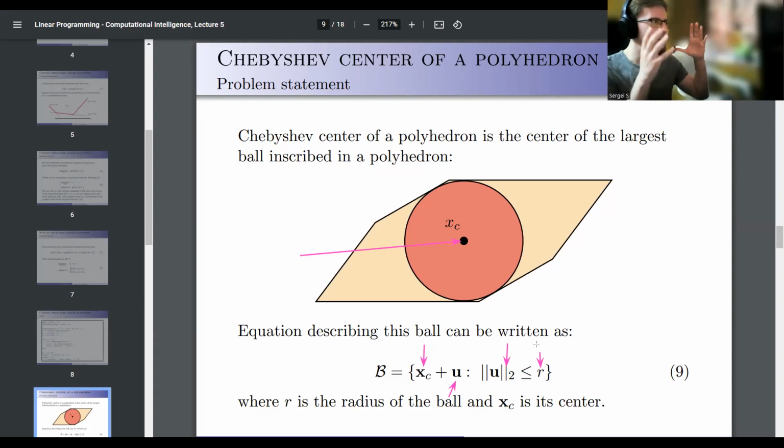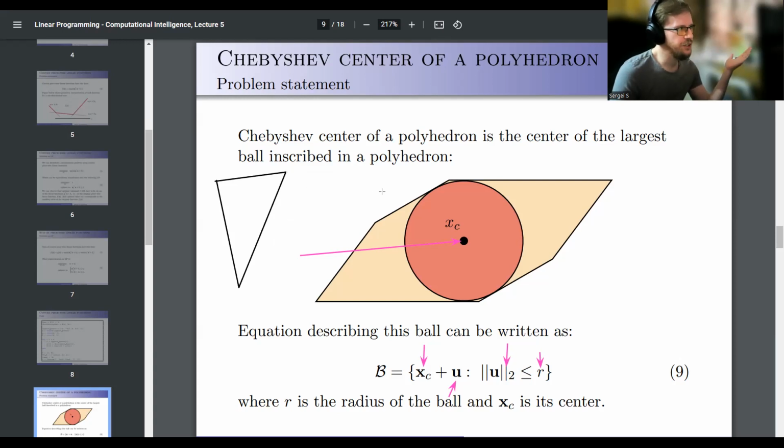So it can be like a 3-dimensional ball, 4-dimensional ball, anything. So the question is, how do I find the center of such a polyhedron? You can imagine this is not trivial when you just look at it, right? Let me give you an example. So here's a triangle.